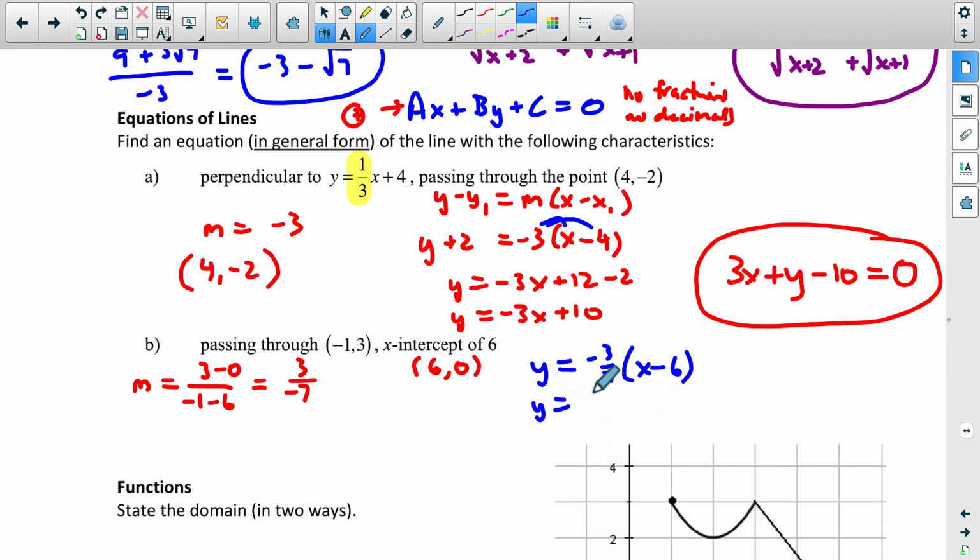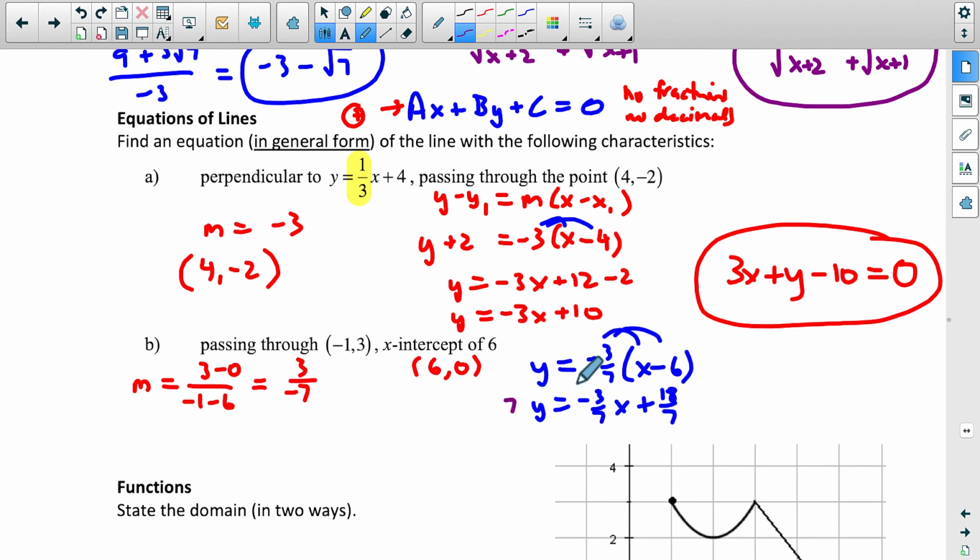Okay, so let's do the distributive property. We get negative 3 over 7x plus 3 times 6 is 18 over 7. Beautiful in slope-intercept form, but we want it to be in general form. So we got to get rid of these fractions. How do we do that? Look at the denominators and get the lowest common denominator, which is 7.